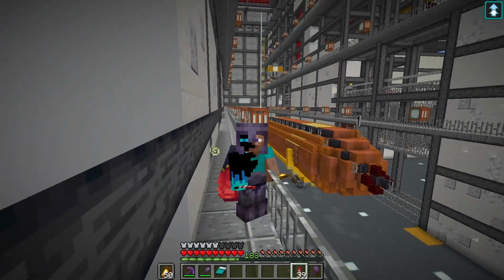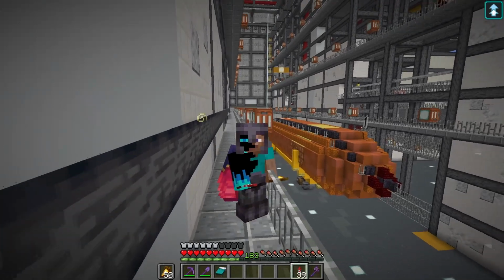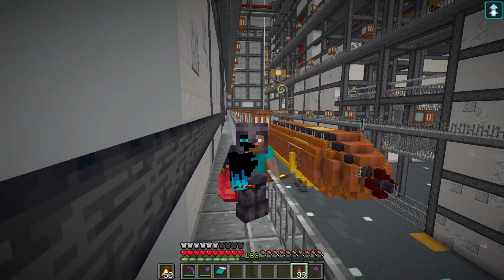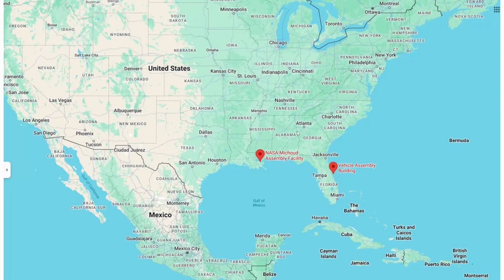Okay. So we know how the external tank is moved around once it arrives at the VAB, but let's have a think about how it actually gets here. The external tank is constructed in the Michoud Assembly Facility in New Orleans, and it has to get all the way across to Cape Canaveral, Florida, where the VAB is.